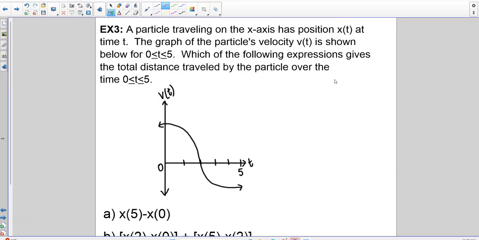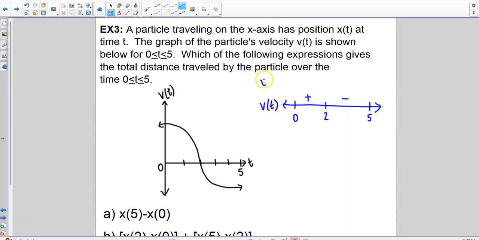Okay, so we are looking at velocity. So if I think of velocity, I'm looking at velocity from 0 to 5. Which point is of particular interest on that graph? 2. Because 2 would be a critical point of that graph, right? So between 0 and 2, my velocity is above the x-axis, so the velocity is positive. Between 2 and 5, the velocity is negative.